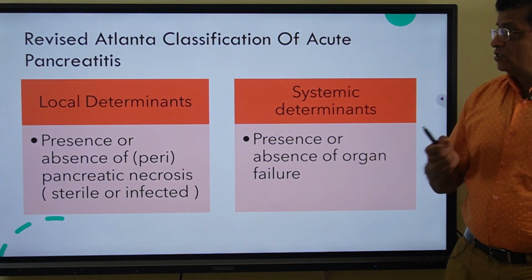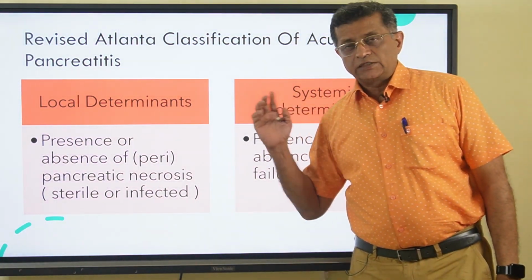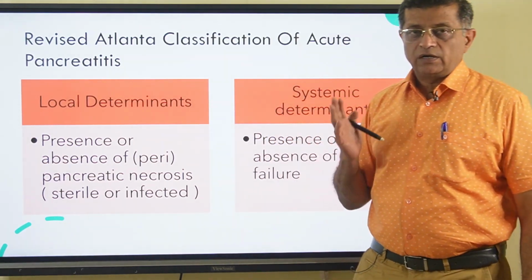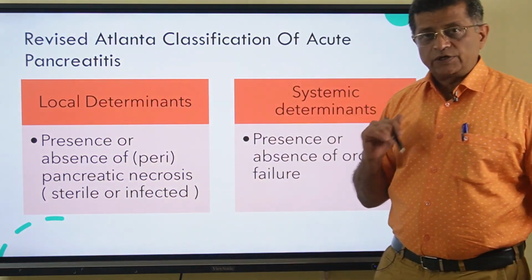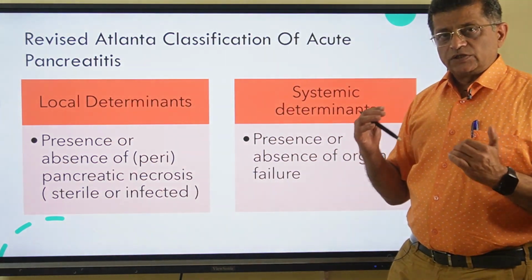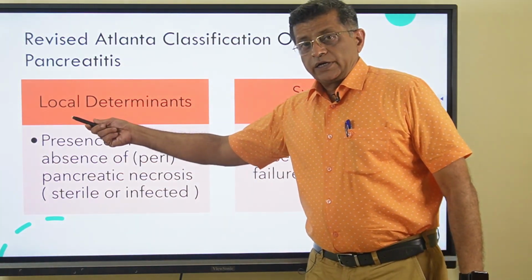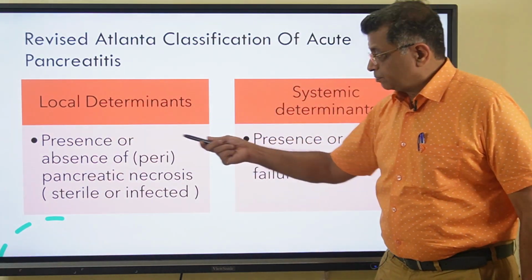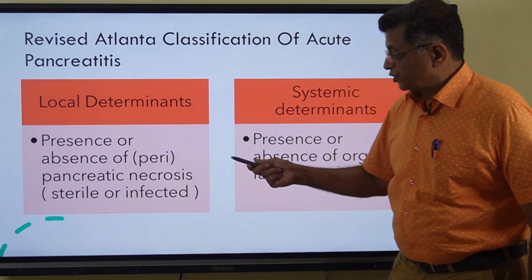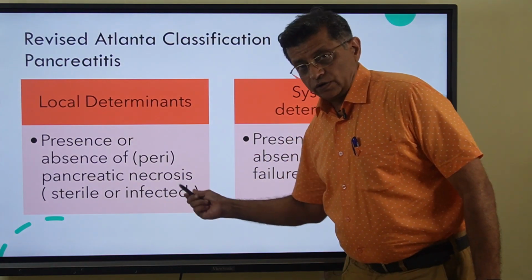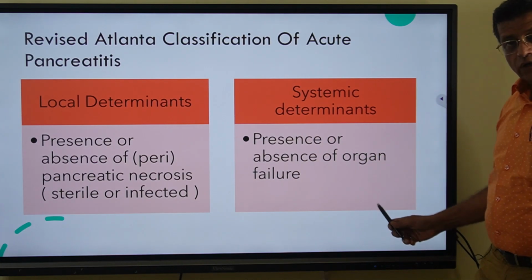Now this is the revised Atlanta classification of acute pancreatitis. The Atlanta classification was made in 1992, but later it was revised. This helps to assess the severity of acute pancreatitis. There are many caveats in this system. It takes into account the local determinants like presence or absence of peripancreatic necrosis and inflammation, and necrosis, whether it is sterile or infected, and systemic determinants like presence or absence of organ failure.